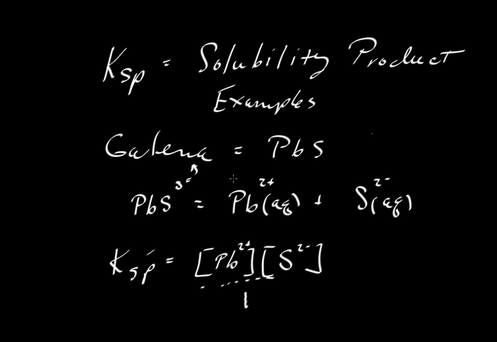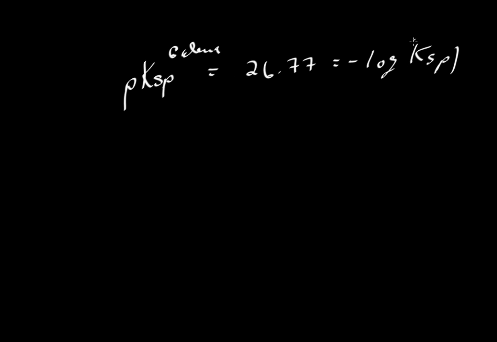So what is the KSP? Well, we can look it up online, which I have done, and it's listed not as a KSP, but as a PKSP. So the PKSP for Galena is listed at 26.77. Remember, the PKSP is equal to the minus log of the KSP. So this is a matter of convenience here, but if we want to do any calculations, as we'll show in a later video, you really need this KSP value.